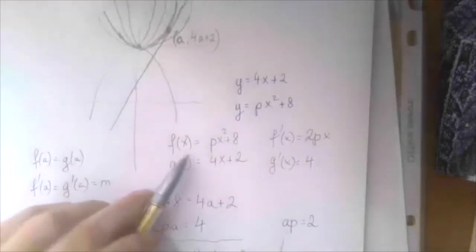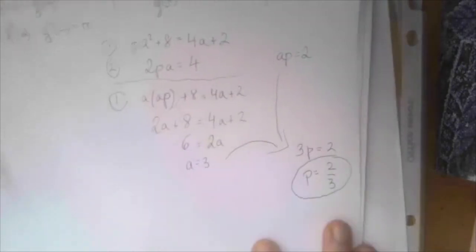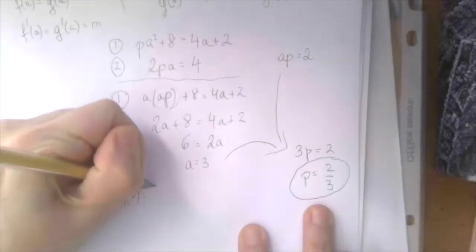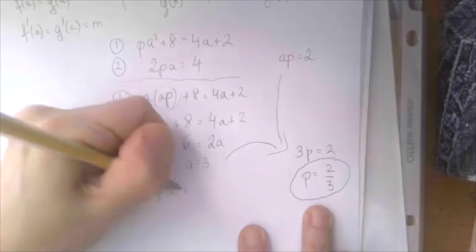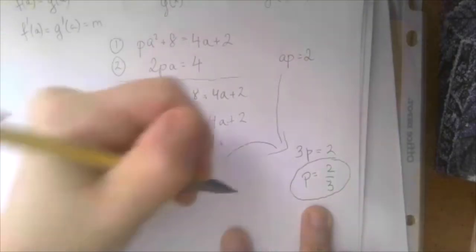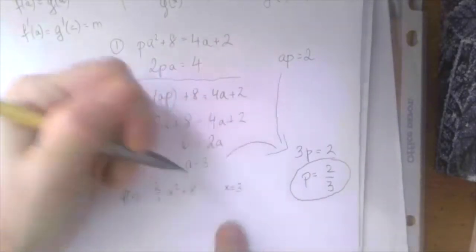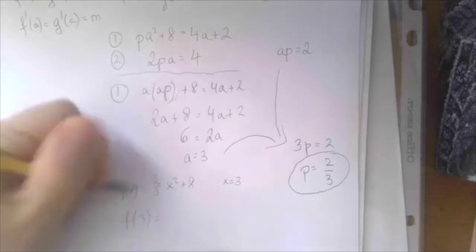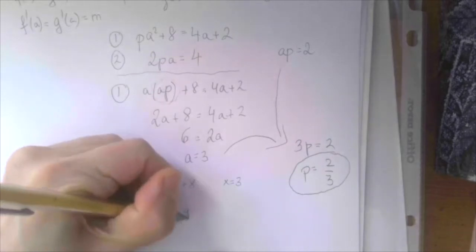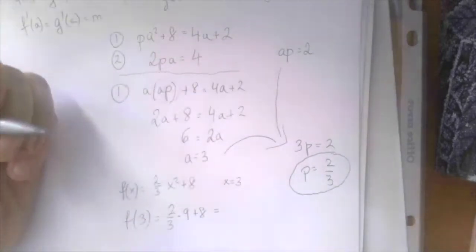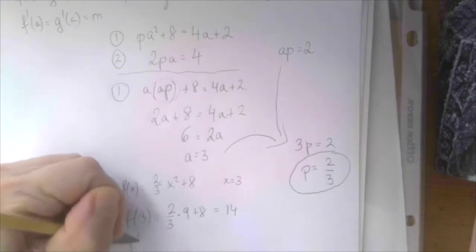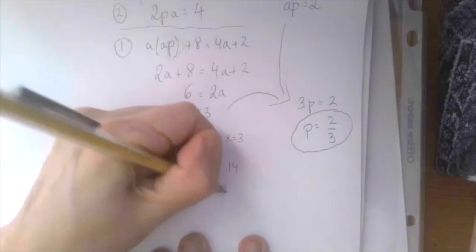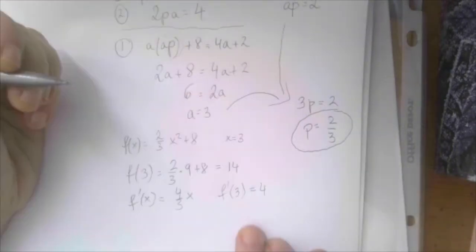f of x, the parabola, was px squared plus 8. We think that p is 2/3. So f of x, we think, is 2/3 x squared plus 8. And we think that the point of tangency a was 3. So let's come up with the equation of the tangent line drawn to this at x equals 3. f of 3 is 2/3 times 9 plus 8. 6 plus 8, that's 14. And f prime of x, we differentiate this, so that's 4/3 x. Therefore, f prime of 3 is 4. So the slope is 4.